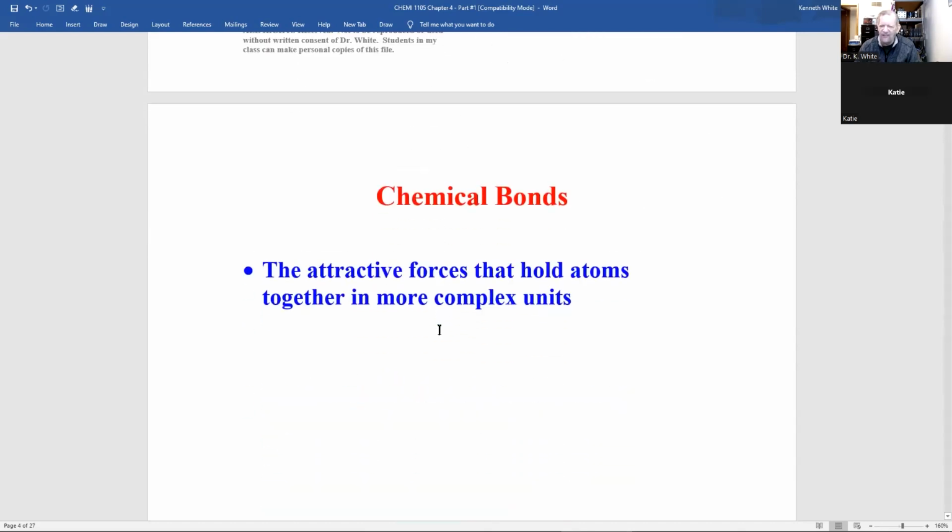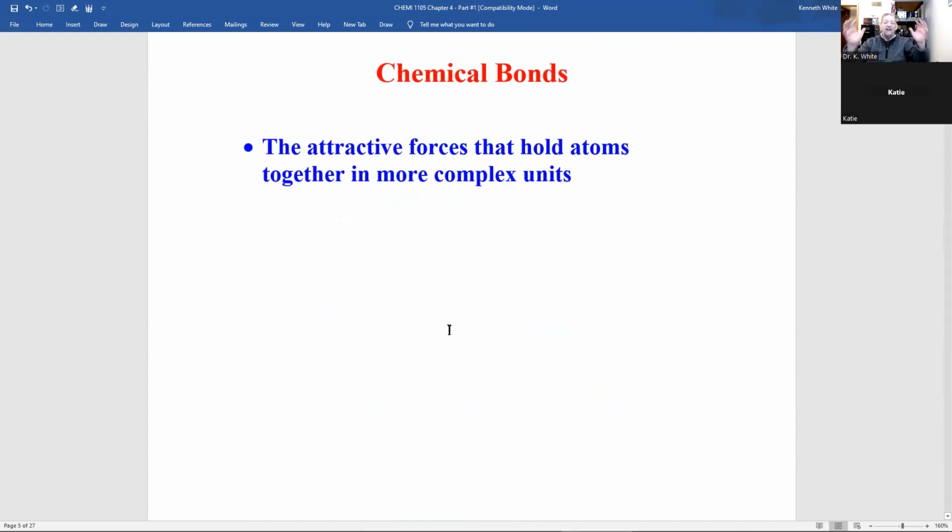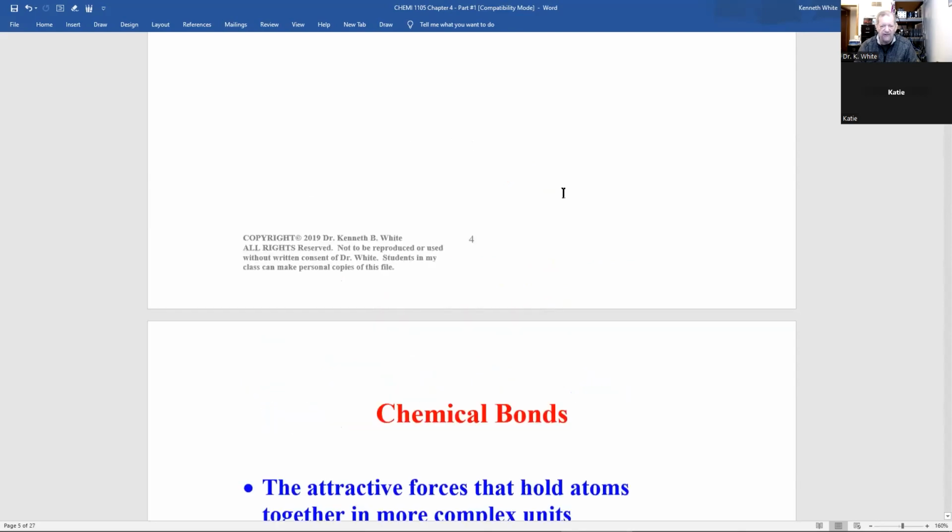Now, what do we call that force that keeps atoms attracted together in molecules? We call that a chemical bond. No relation to James Bond 007. Oh, that was a bad joke. I'm sorry, not really. But anyways, I'll never ask what's a chemical bond, but I'll use that term. That's the attractive forces that hold atoms together in more complex units we call molecules.